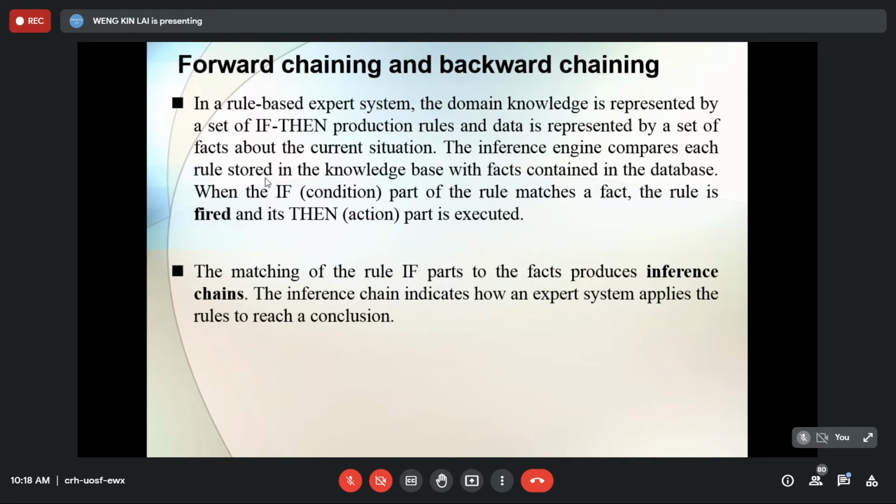So that's how you process the rules in your knowledge base with the facts contained in your database. When the if condition part of the rule matches a fact, the rule is then fired. I think this is something we discussed before, so I'm just revisiting this. This is what you call firing. So it's fired, and then the then action part is executed. So if the input condition matches the if part, the antecedent part, then the consequent part will be fired. If not, of course, the consequent part will not be fired or executed.